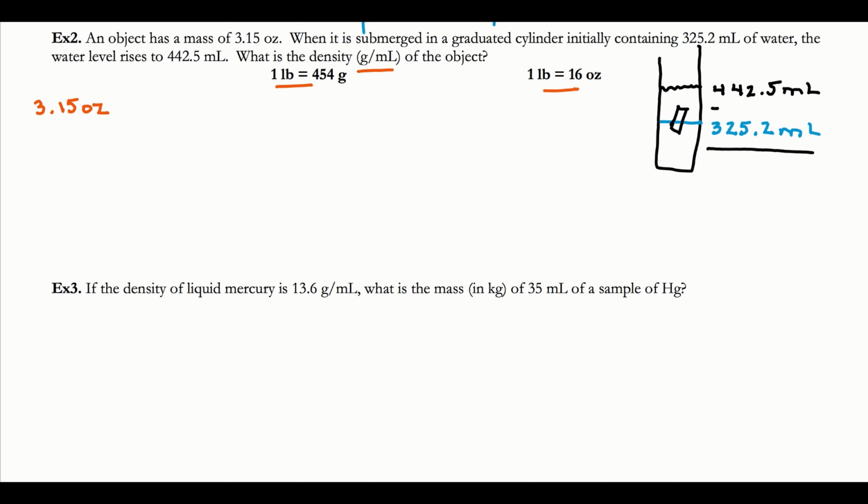325.2 is the volume of just water. It rose to 442.5 as soon as you added the object. So logic tells you that that must be the volume of the object itself. And so the volume of the object itself is going to be 117.3, if I subtract mils. So now I've got my volume, so I'm good there. Now I've got to figure out my mass.